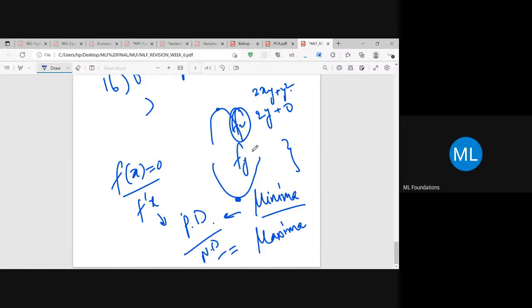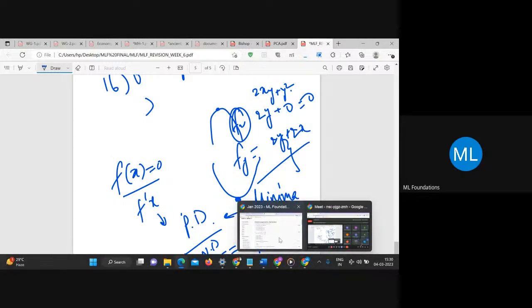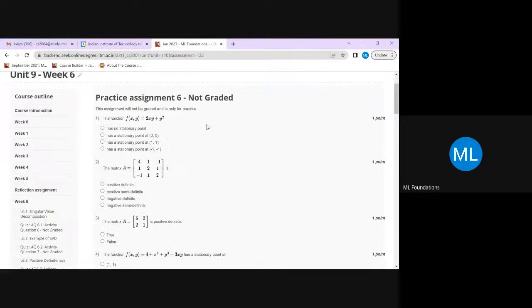And if you are differentiating with respect to y, what will you be getting? 2y plus 2x, right? If you are equating to 0, y equals to what? 0. So what is the value you'll be getting? 0. Tell me the answer for this first one.